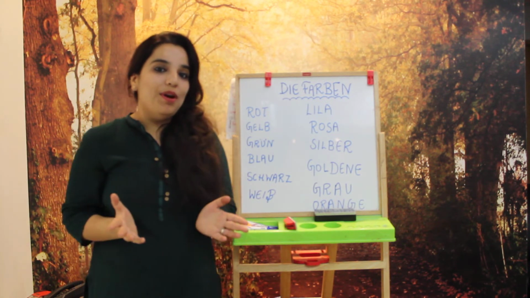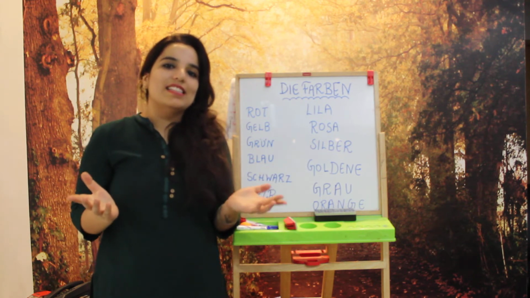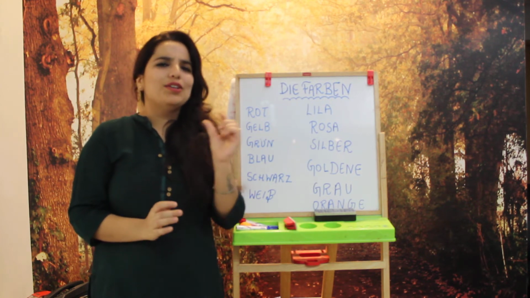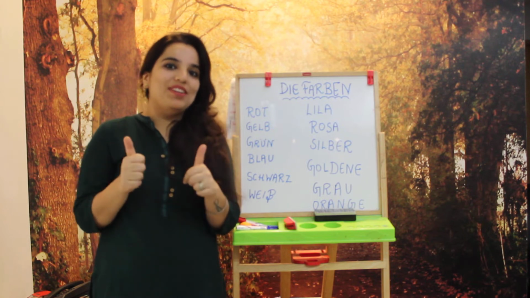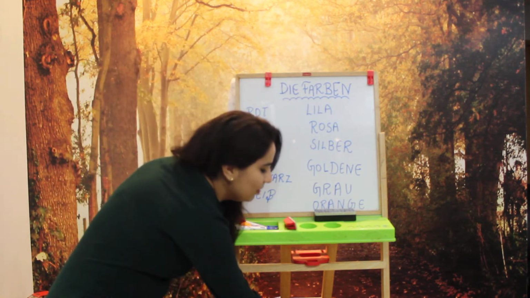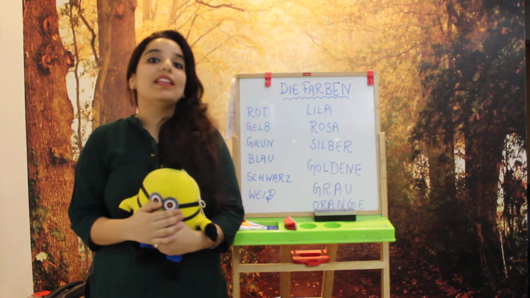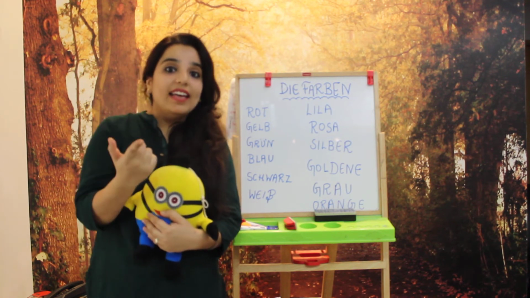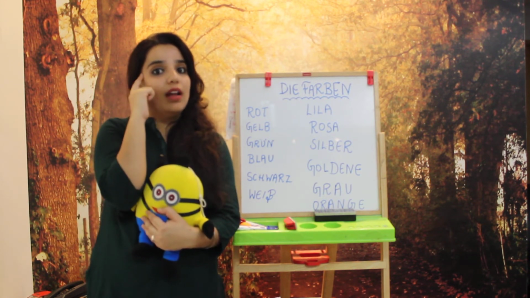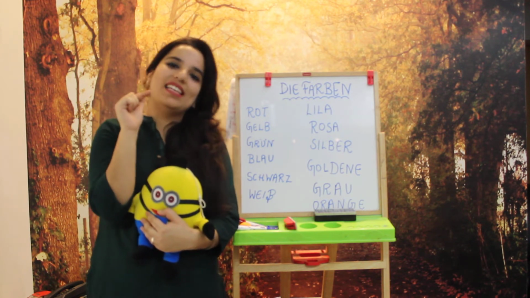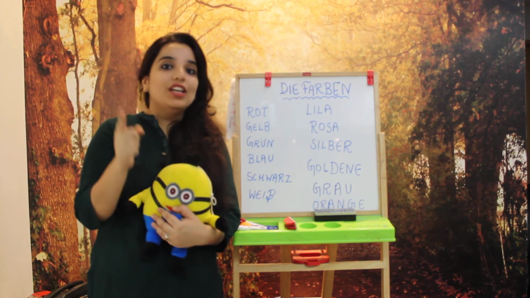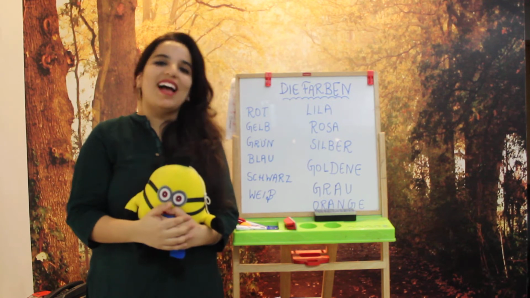Now, as you know what the colors are, shall we move towards an exercise? Machen wir eine kurze Übung. So, are you ready, guys? Shall we start? So, what will be the exercise? Ich zeige dir ein paar Dinge und du denkst darüber nach, welche Farbe das ist. It means that I'll show you some things and you have to tell me which color this is.